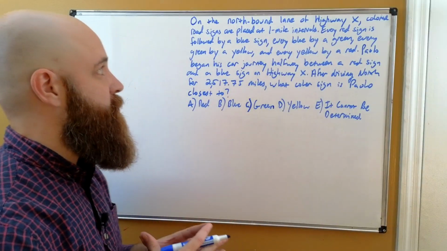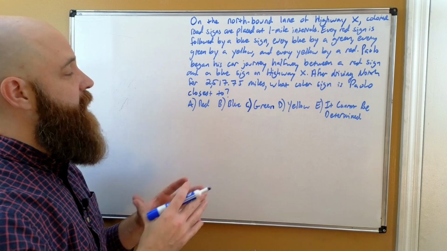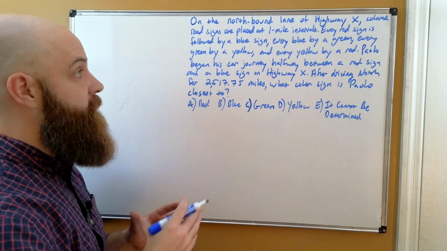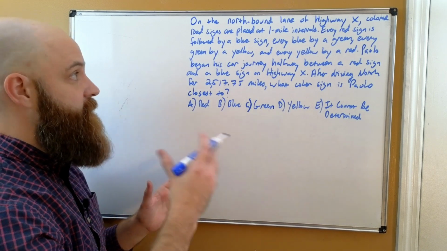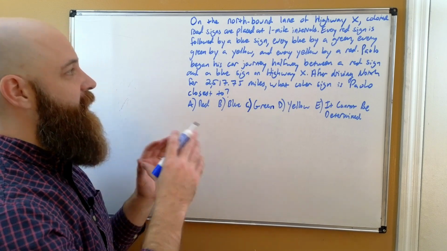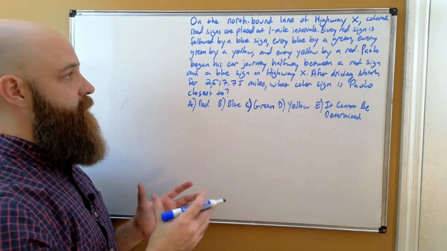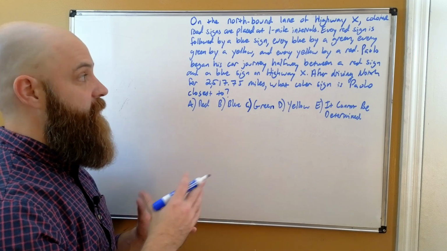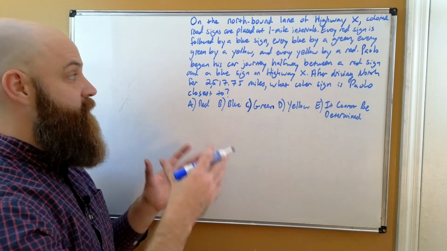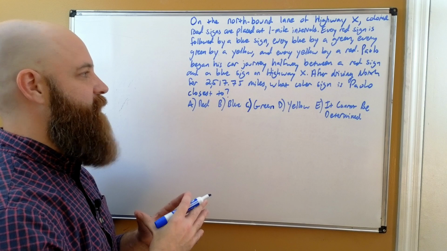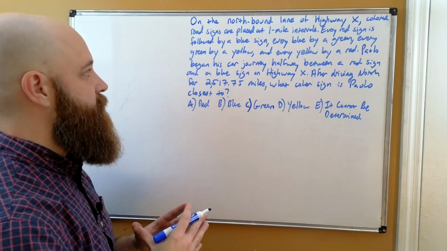All right, let's take a look at this question. On the northbound lane of Highway X, colored road signs are placed at 1-mile intervals. Every red sign is followed by a blue sign, every blue sign by a green sign, every green sign by a yellow sign, and every yellow sign by a red sign. Paolo began his car journey halfway between a red sign and a blue sign on Highway X after driving north for 2,517.75 miles. What color sign is Paolo closest to?